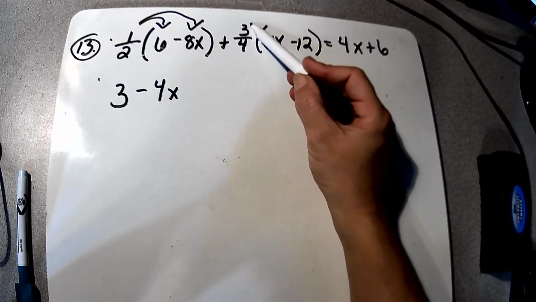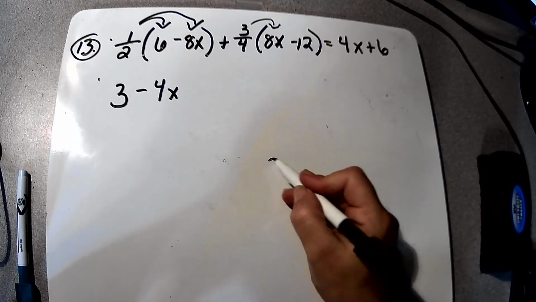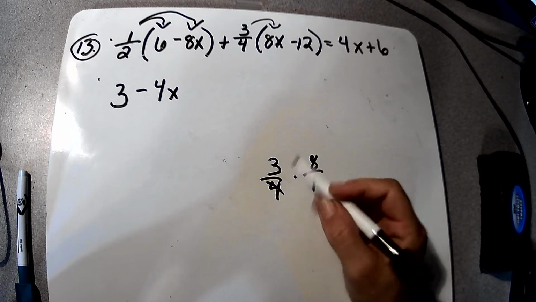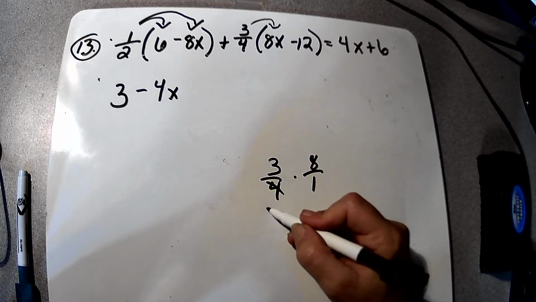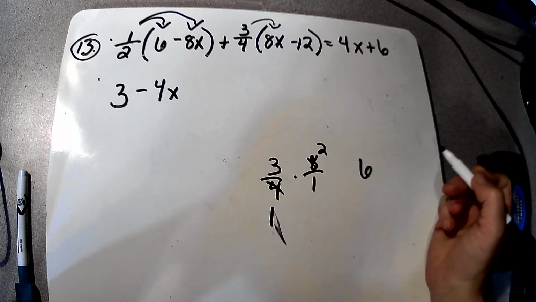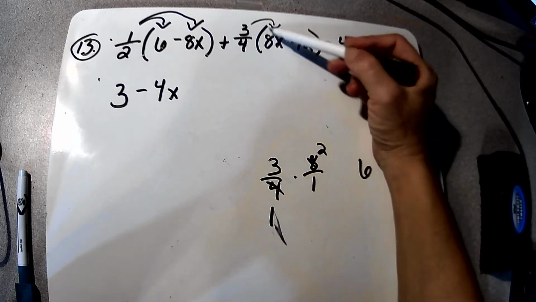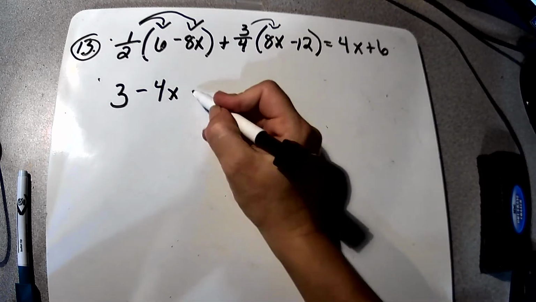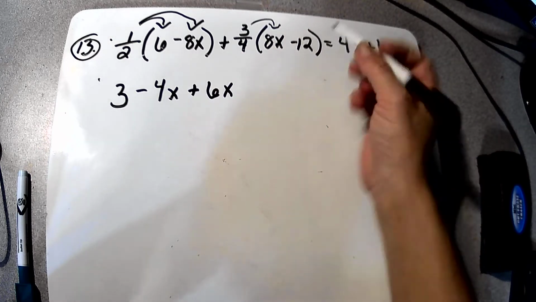Alright, now right here we have 3/4 of 8. So 3 over 4 times 8 over 1. These are going to cancel. And we're going to say 1 and 2. 2 times 3 is 6. Now it's really the same thing as saying 3 times 8 is 24, divided by 4 is 6. So it's going to be plus 6x.